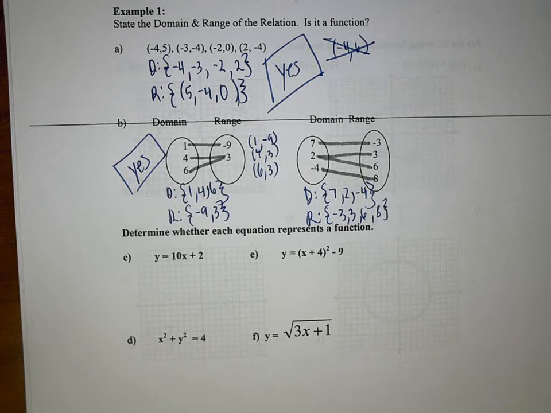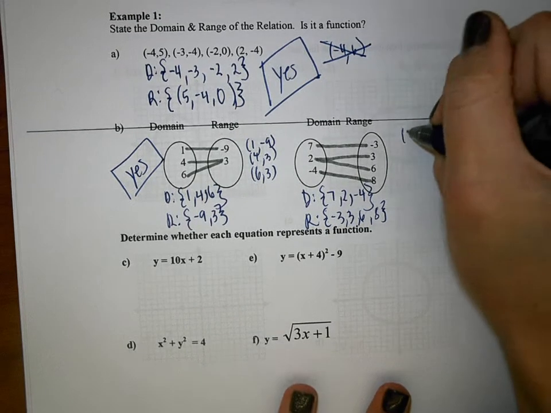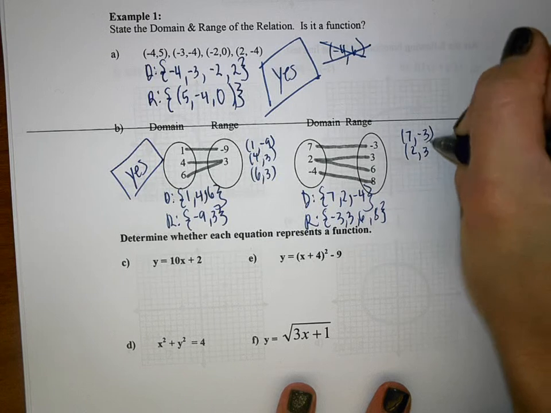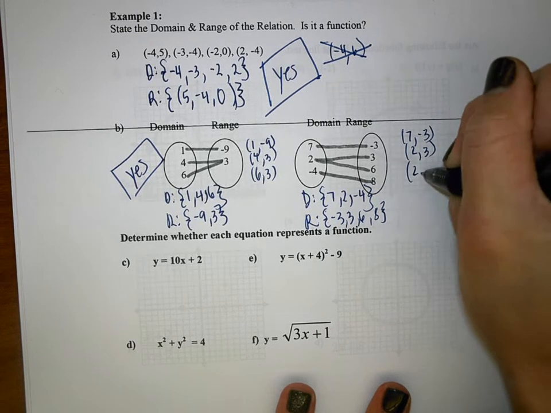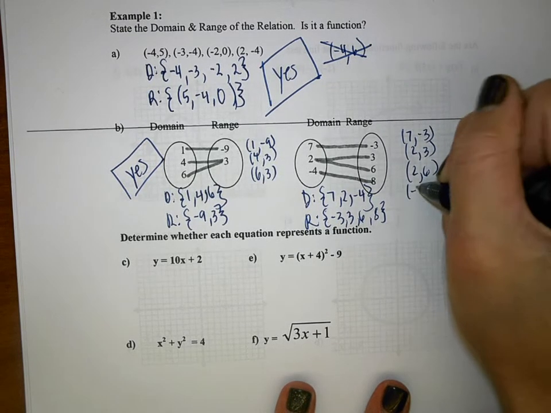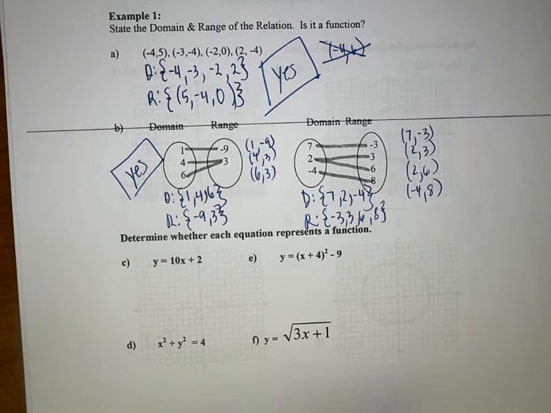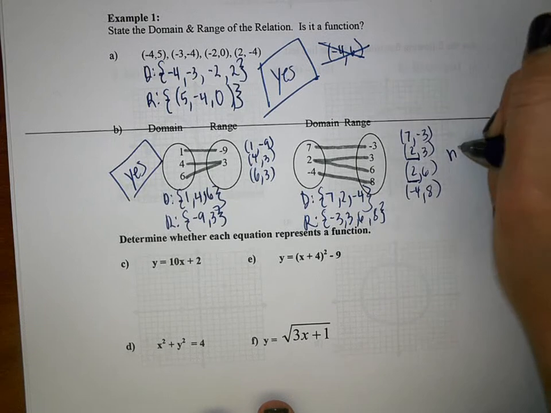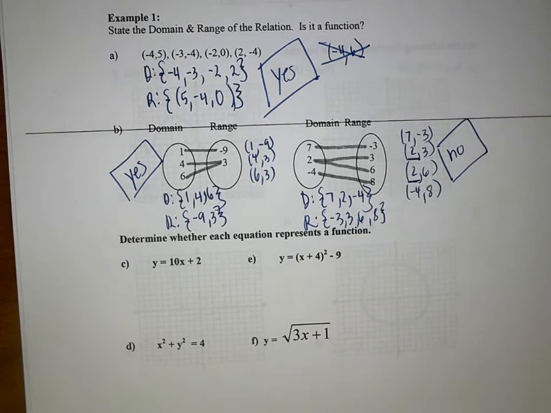No. Okay, so if we look at this one, all the ordered pairs, we have 7, negative 3. We have 2, 3. We have 2, 6. And then we have negative 4, 8. Is this one a function? No, because if you see here, the same x value is used twice. So no, it is not a function.